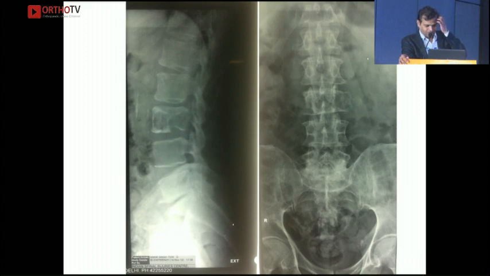So this is the X-ray. Obviously, we can see there is a lytic lesion at L3. At this stage, we were really confused because there was a pacemaker which was introduced around 18 years ago, an old type, whose settings we couldn't change.